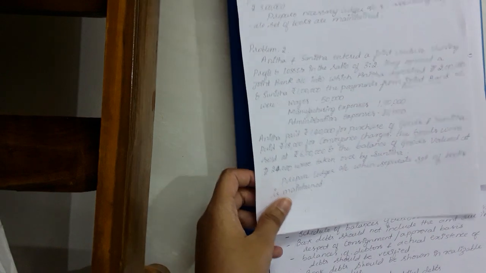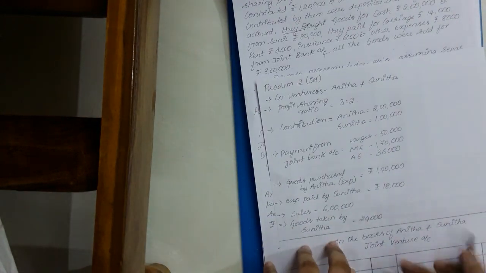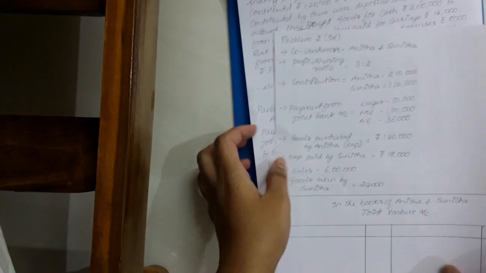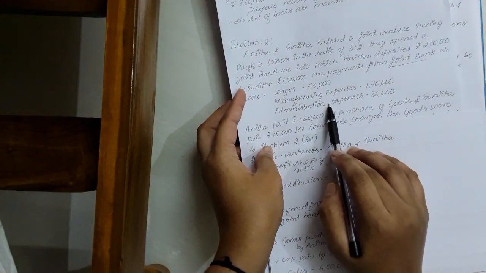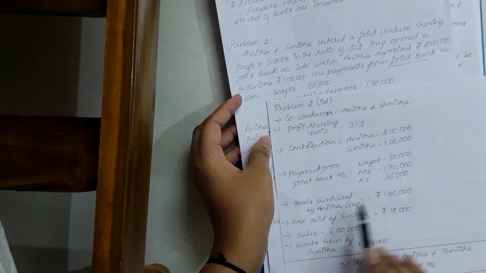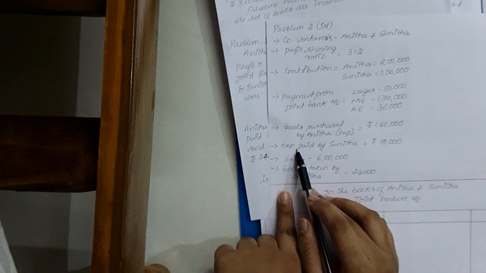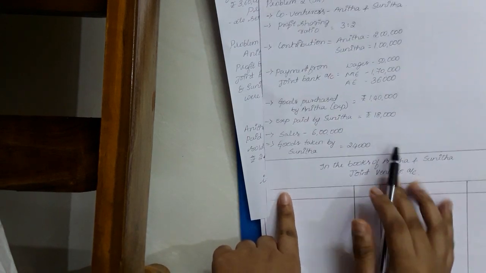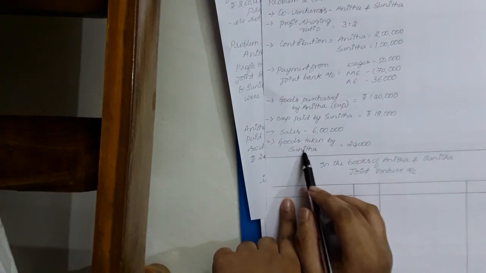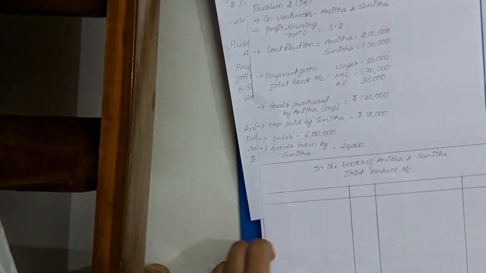Done. So here is what is given. The co-venturers are Anita and Sunita, profit sharing ratio 3:2, contribution Anita 2 lakh, Sunita 1 lakh. Payments from the joint bank account are wages, manufacturing expenses and administration expenses. Goods purchased by Anita, this is also purchases, right? 1,40,000. Expenses paid by Sunita, that is 18,000. Sale value 6 lakh. Goods taken by Sunita 24,000.